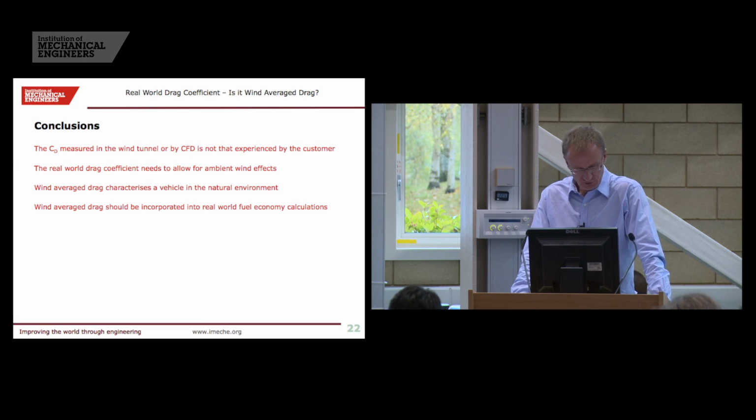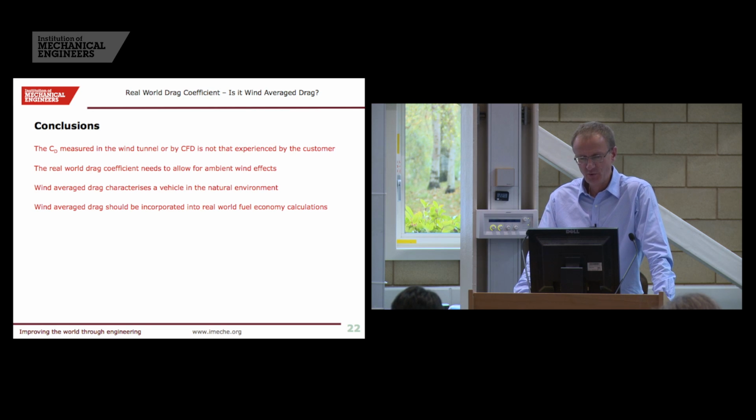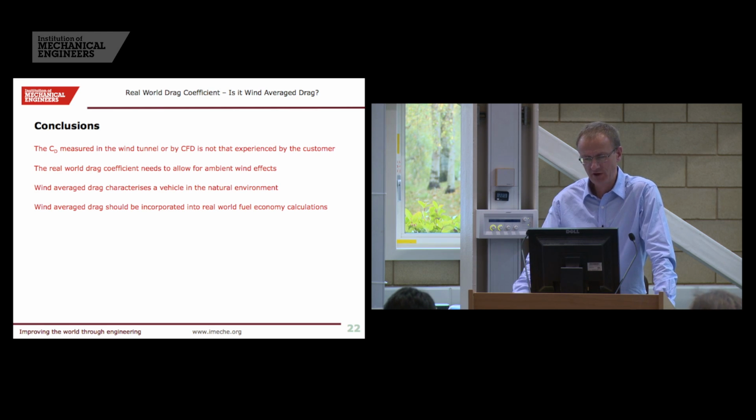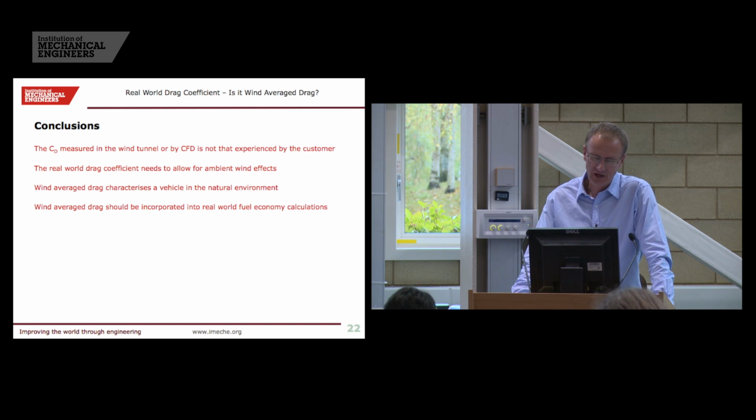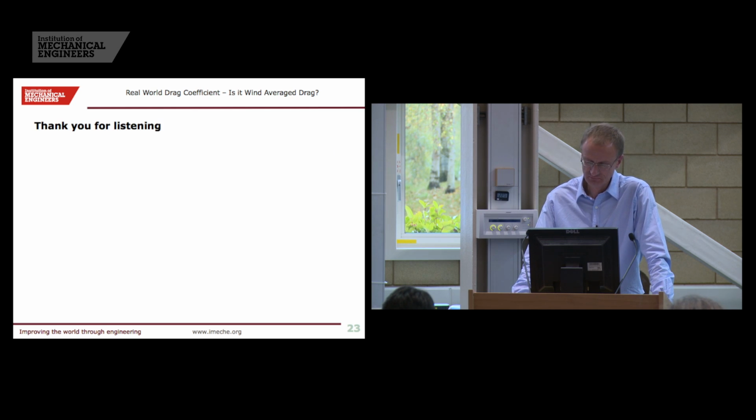So to conclude then, the CD measured in the wind tunnel or by CFD is very highly idealised, and it is certainly not that experienced by the customer. The real-world drag coefficient needs to allow for the ambient wind effects. And I think this is where, to my mind, the wind average drag can characterise a vehicle in the natural environment, and then we can incorporate the wind average drag coefficient into any real-world fuel economy calculations. Okay.